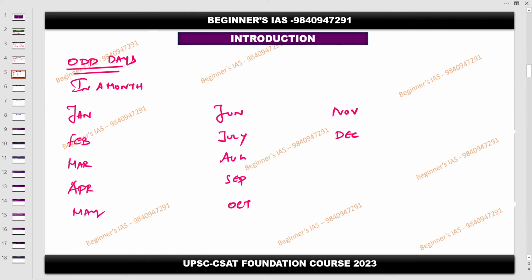Now listen. How many odd days are there in January? Three odd days. I will tell you how. In January there are 31 days in total. Just divide that by 7. 4 sevens are 28. The remainder is going to be the odd days. What is the remainder here? 3. Therefore, in January, you get 3 odd days. Please learn this odd days concept.